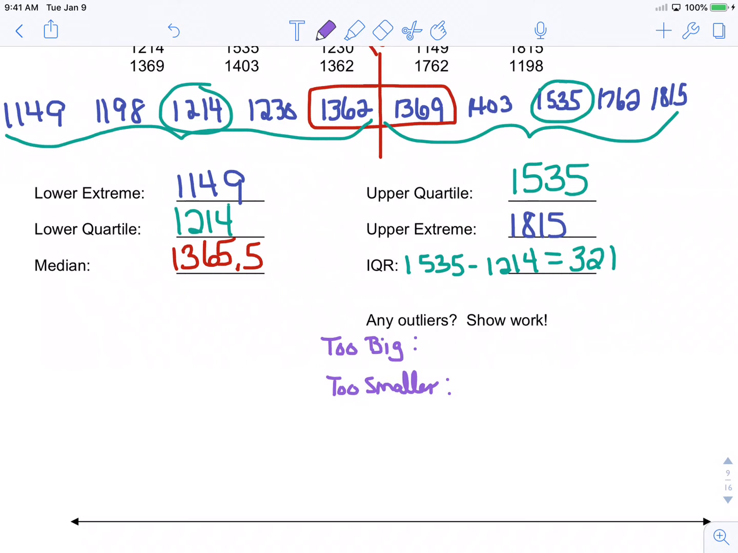So we take the upper quartile plus 1.5 times the IQR. Plug that in your calculator. And we have 2016.5. Now that isn't my outlier. That's the boundary number. If I have a number that's beyond that, then it's considered an outlier.